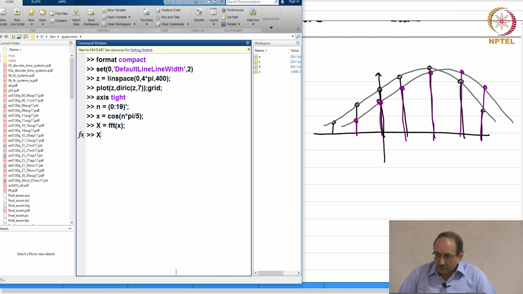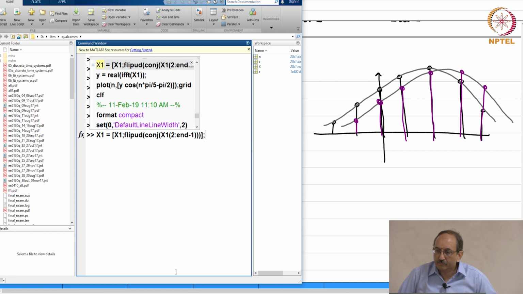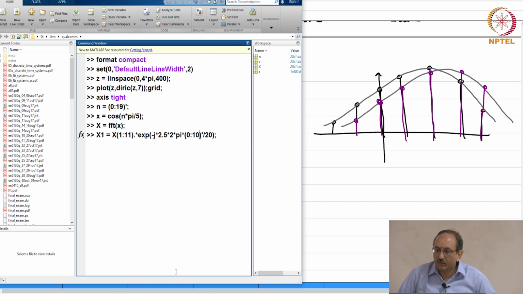So, now I have this. This is what I am doing here. I have taken the first 11 samples. Remember, the sequence is 20 points, 0 to 19 contains 20 points. Later we will see that the transform also contains 20 points. I am only taking the first half. So, I am taking the transform from 1 to 11, that is 0 to N by 2. N is 20, therefore N by 2 is 10. 0 to 10, MATLAB is 1 based index, therefore I am taking 1 to 11.